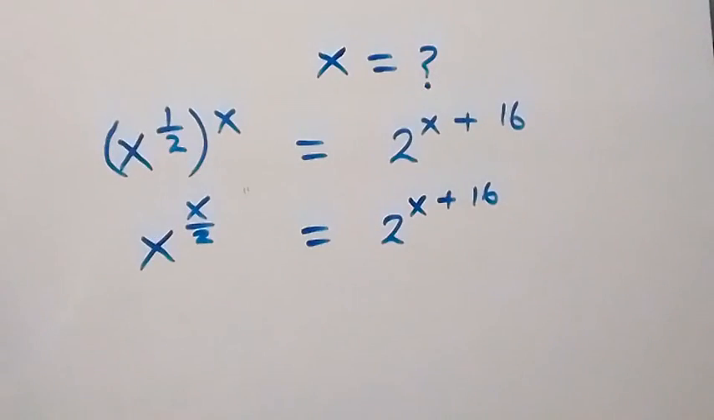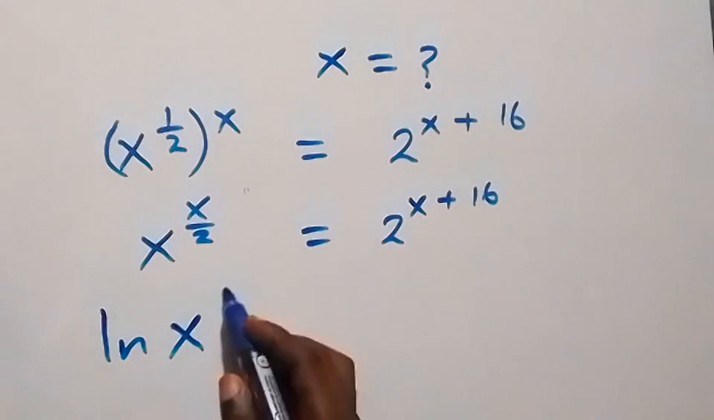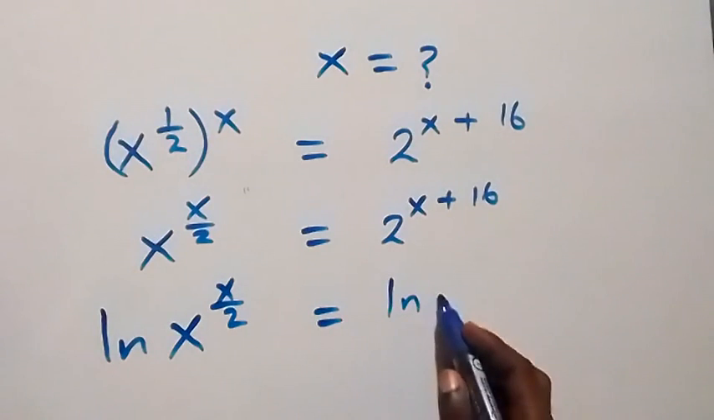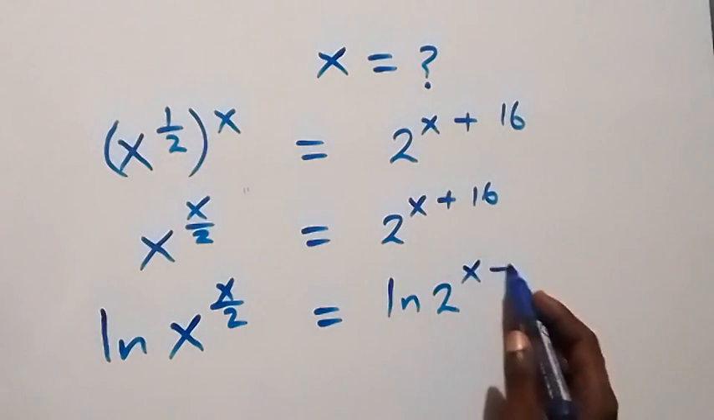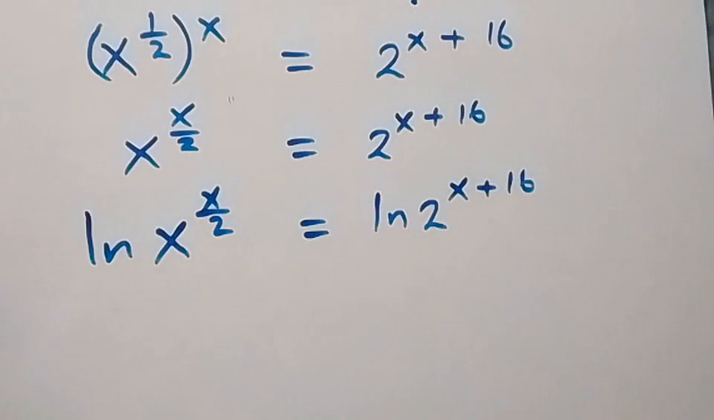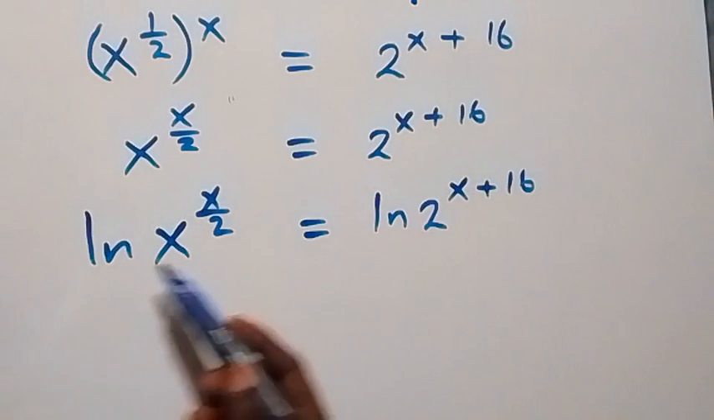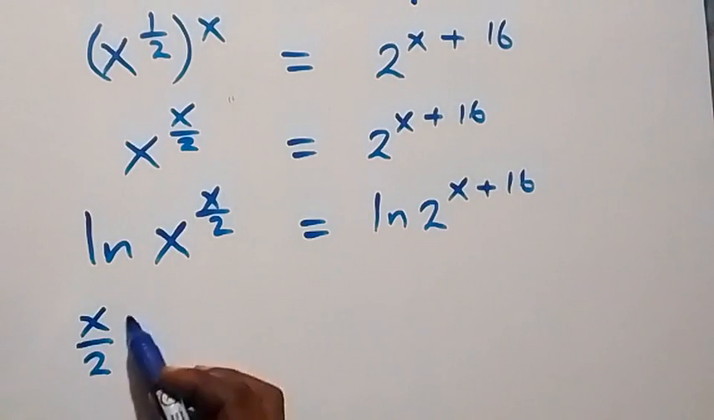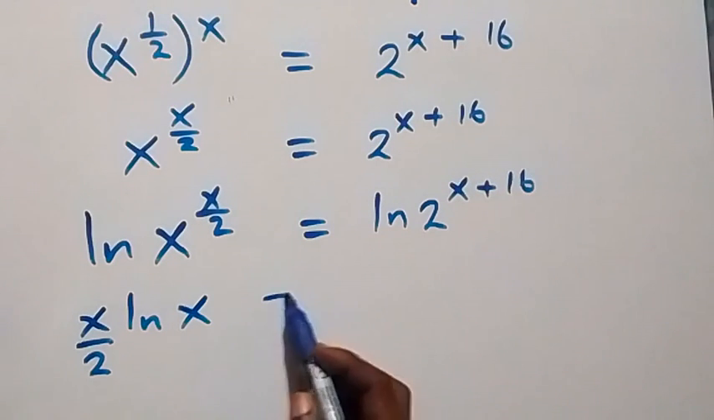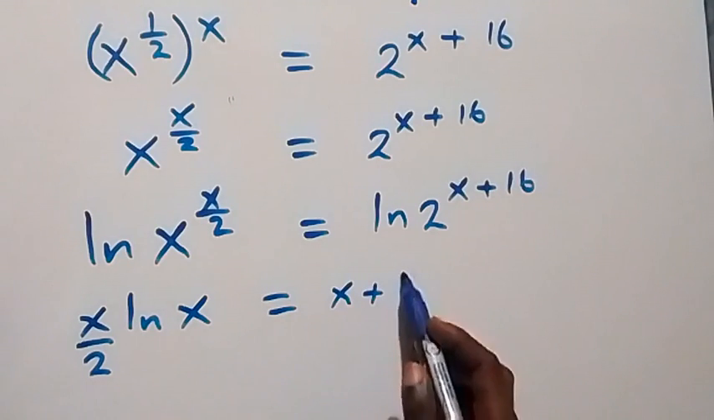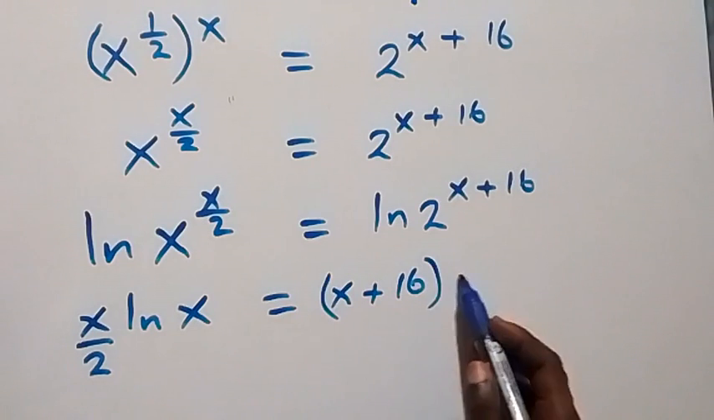Then here we can take the ln on both sides, then this becomes ln of x raised to power x over 2 now equals to ln of 2 raised to power x plus 16. Then also we apply the power law of logarithm here, and this power can come to the back, and this becomes x over 2 ln x now equals to, also we take this power to the back here, x plus 16, then ln 2.